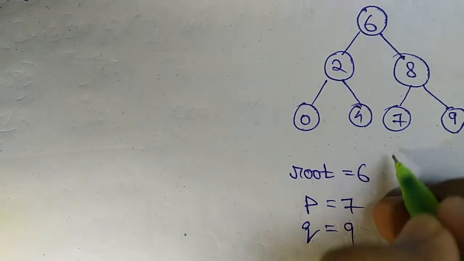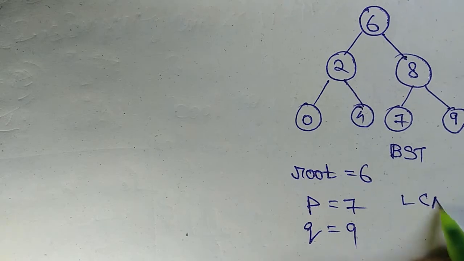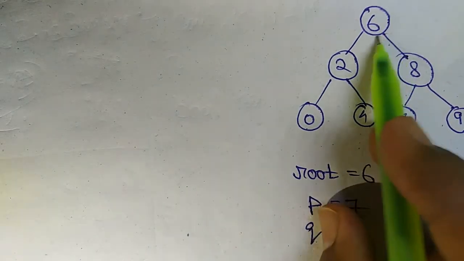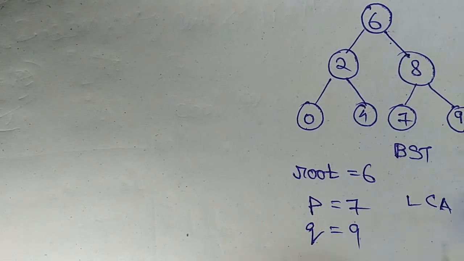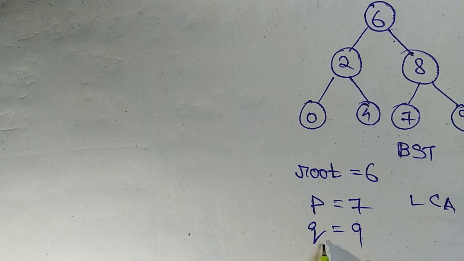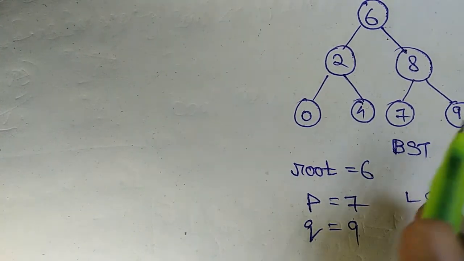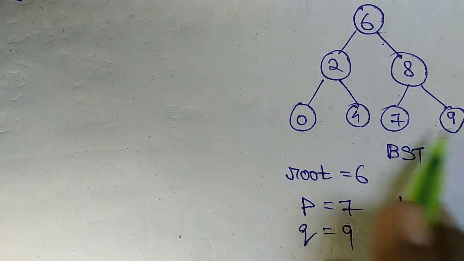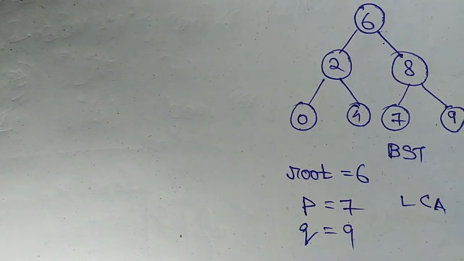So here is our binary search tree. We pass the function LCA. Okay, LCA with root equal to 6, the main node, and we have to find the lowest common ancestor of 7 and 9. So here P equal to 7 and Q is equal to 9. Okay, now see, just I am trying to explain 7 and 9 have lowest common ancestor 8. Okay, so I will try to write a recursive function here.